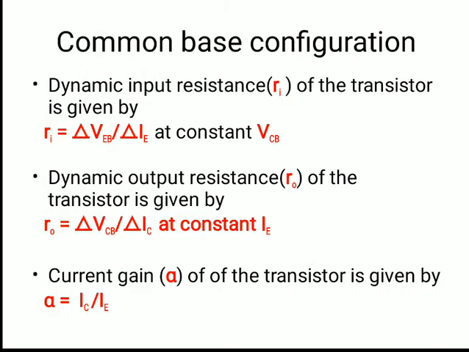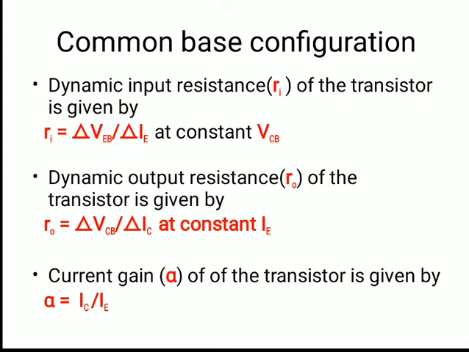There are a few terms. Okay, so the first one is the dynamic input resistance. Okay, so input resistance means, what do you mean by resistance? It is a ratio of the voltage and current, right? Because in Ohm's law we have seen that V is equal to IR, right?